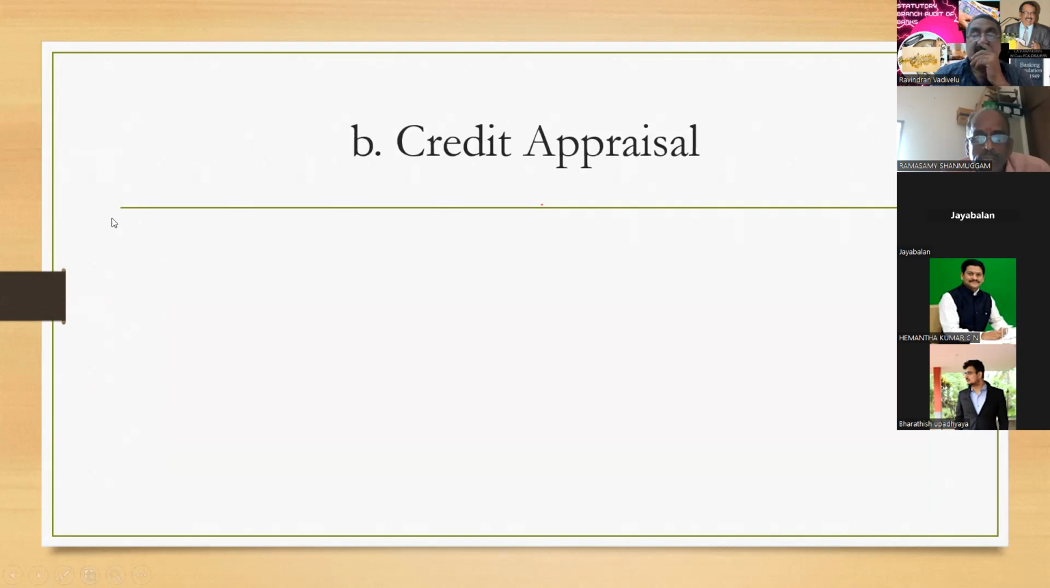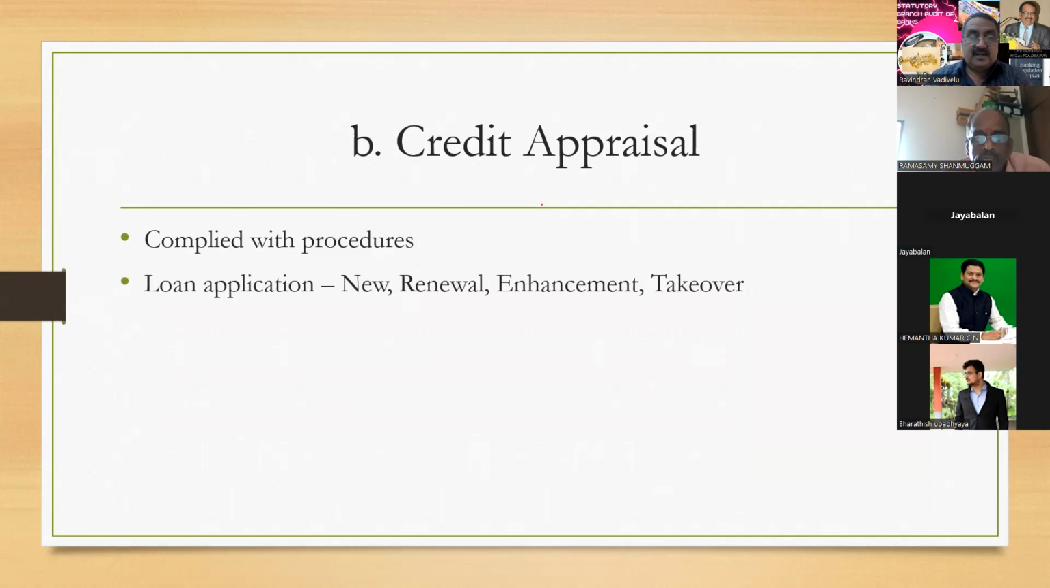And now we are going to credit appraisal. This is a very, very important area. You have to see whether the branch has complied with the procedures laid down by the head office with reference to appraisal. In the morning itself, we have seen that the loan application is also a document, and the loan application has to be properly filled.